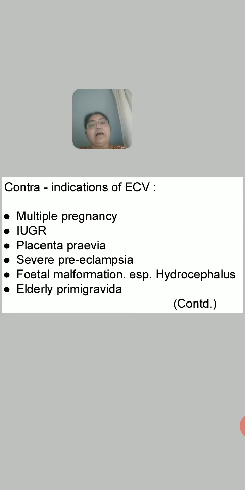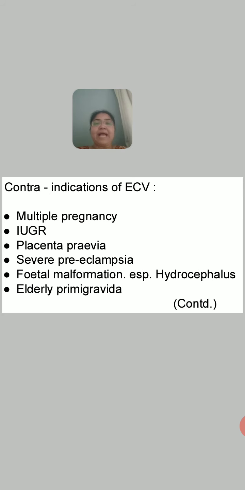Here, when a single fetus is there, there will be space in the cavity for version. But here, more than one fetus is there, so empty space in the cavity will not be there. So difficulty will occur in the version. So version is contraindicated in multiple pregnancy.